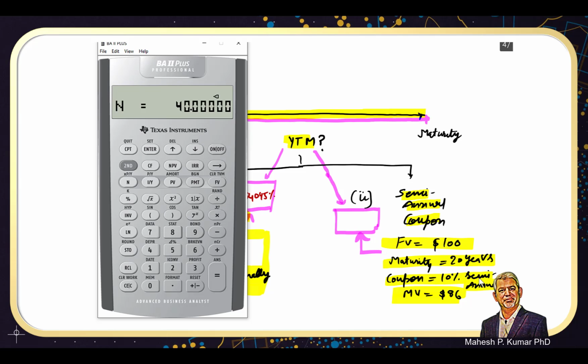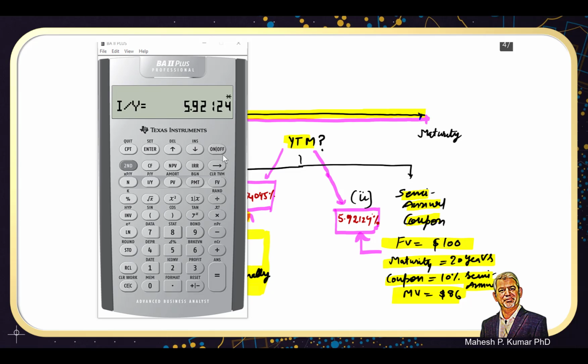The coupon is 10%, so 10% of $100 is $10, but semi-annually it would be 5, so PMT is 5. The market value of this bond is $86, so 86 is something you have to invest today, so it would be an outflow of cash. It goes in as the present value of this bond, and we will compute the IY, and this 5.92124% is the YTM of this bond that pays coupons semi-annually.